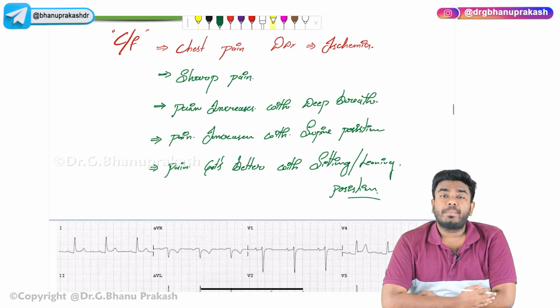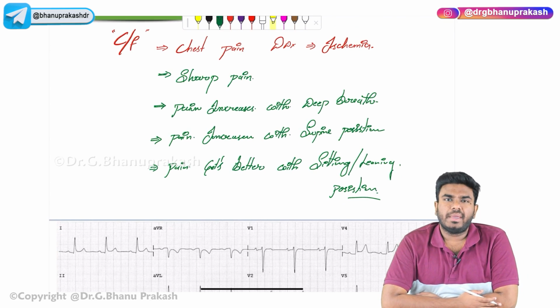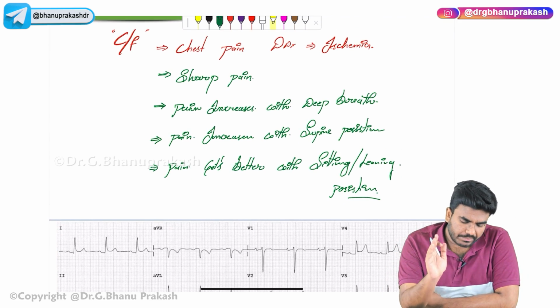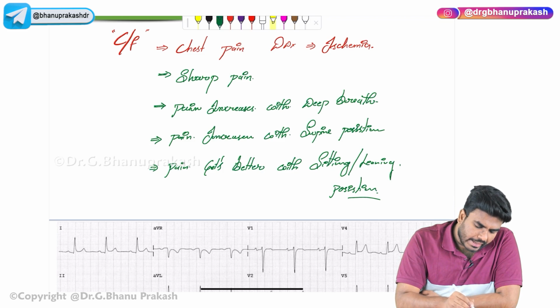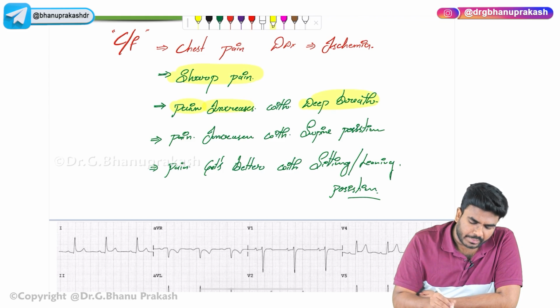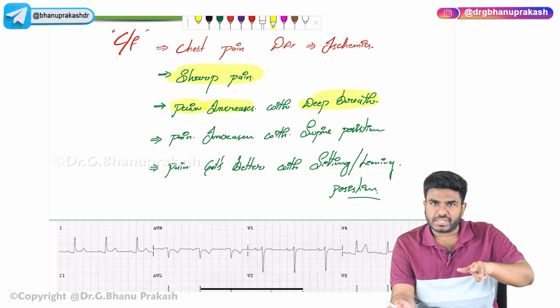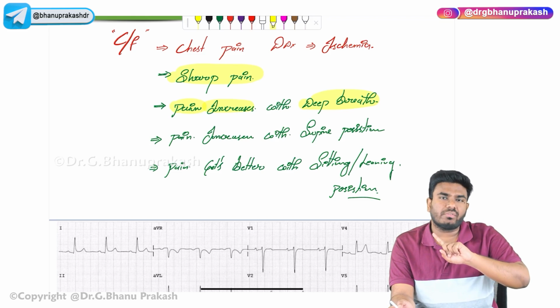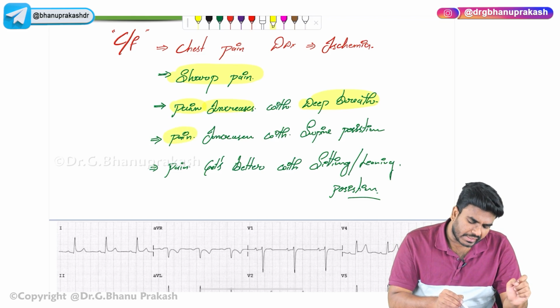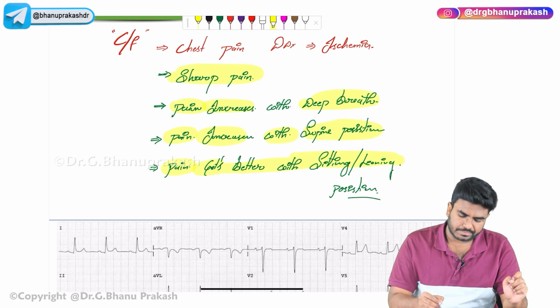So, the pericardial chest pain is going to be a sharp pain, and you need to differentially diagnose it from ischemic pain. How to differentially diagnose? The pain is going to be sharp in nature. The pain increases with the deep breath, means with the change in the pattern of breathing, the pain will also change, but the ischemic pain does not vary. Okay, and pain increases especially with the supine position, but pain gets better with sitting or leaning position.